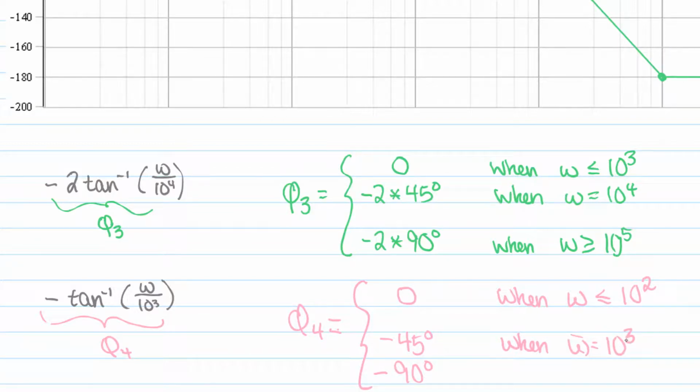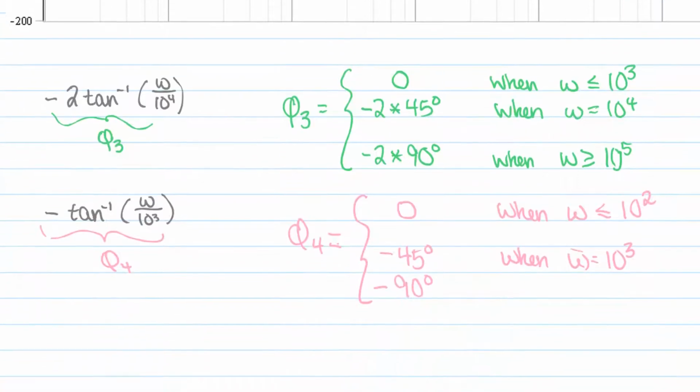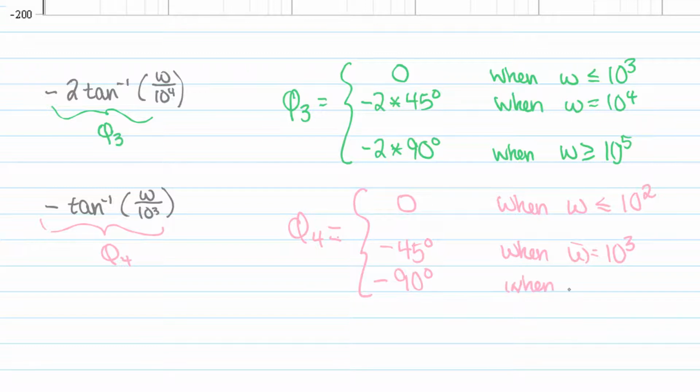And then it's at negative 90 when omega is greater than or equal to 10 times the numerator, or greater. And so if the denominator is 10 to the third, 10 times that is 10 to the fourth. Okay, so I want to now go to the graph and plot 3 important points.